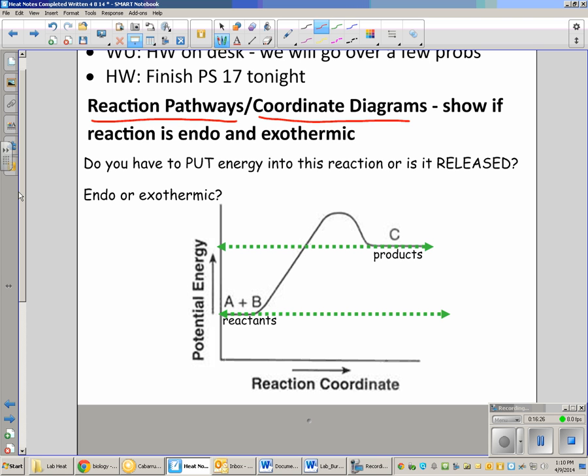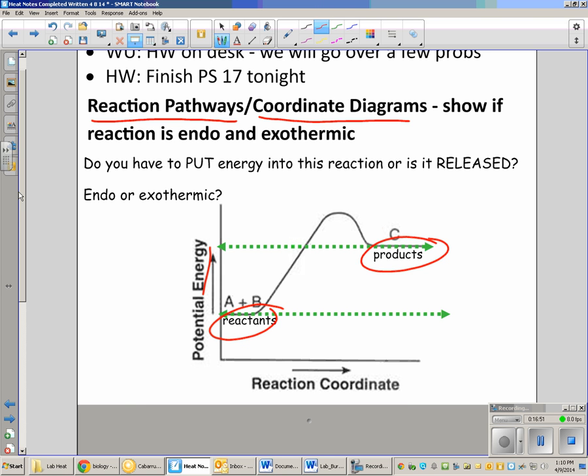And it's going to tell you if a reaction is endothermic or exothermic just by simply looking at the graph. If my products are higher in energy than my reactants, how did they get higher in energy? Energy was put into the reaction. So it's endothermic, right? If you think of it simply like that, you can tell if it's endo or exo basically by looking at a graph. How did the products get higher? Energy was added to that reaction.